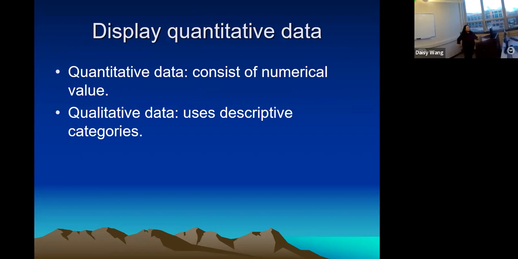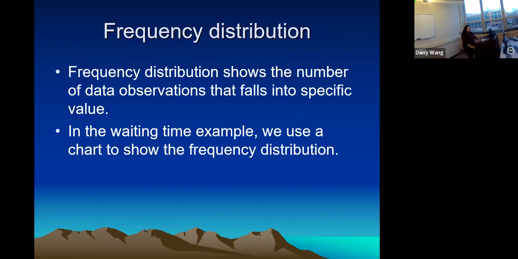So for the quantitative data, usually they have numerical values as numbers. For the qualitative, we might need to use different categories. And for the different types of data, we will use different charts. One thing that's used a lot is the frequency distribution. It will show how many times certain data show up. Like the waiting time example, we use the chart to show the frequency distribution, like the one I showed you.